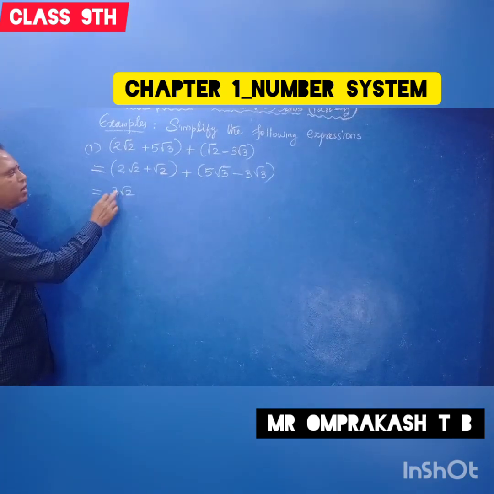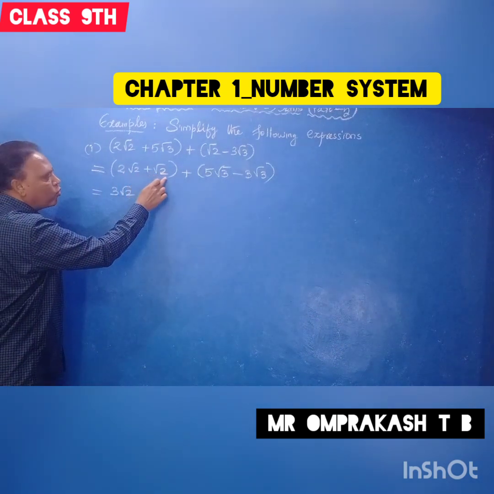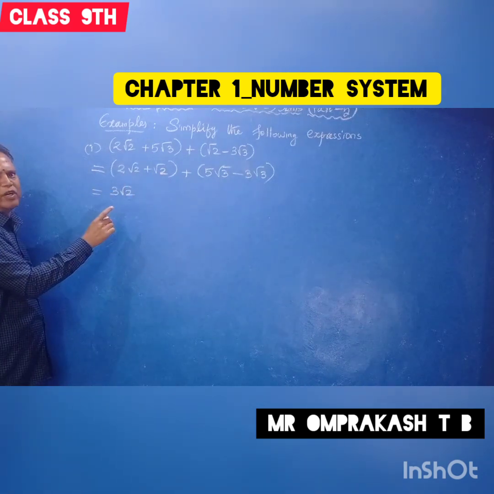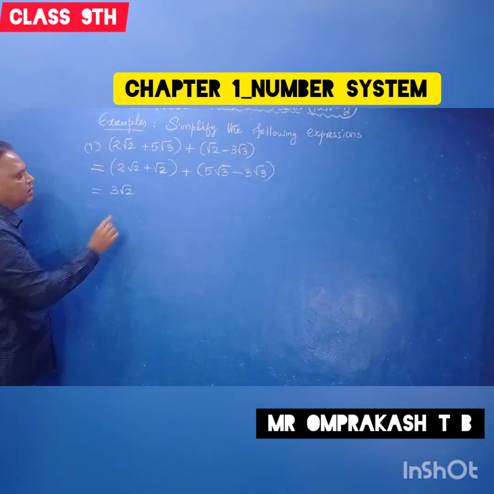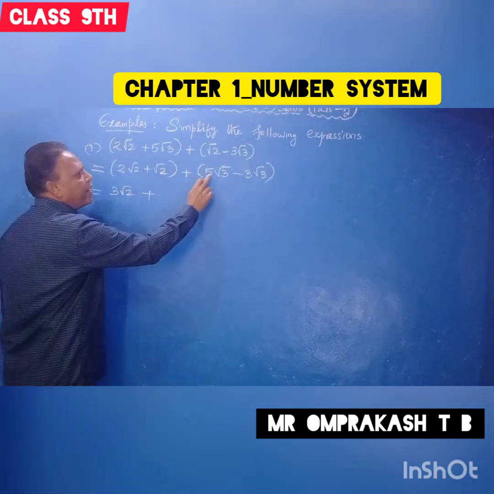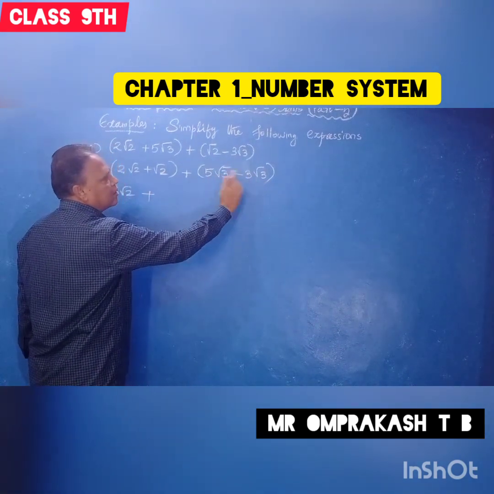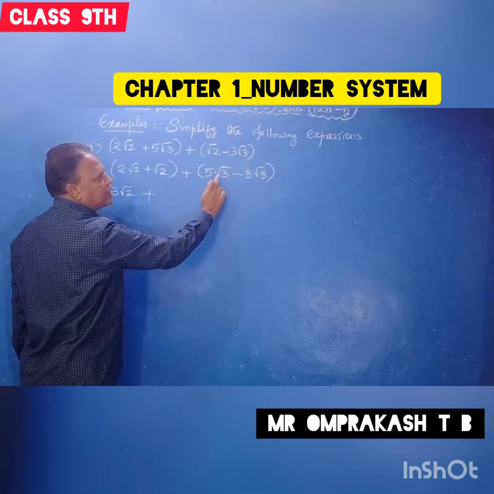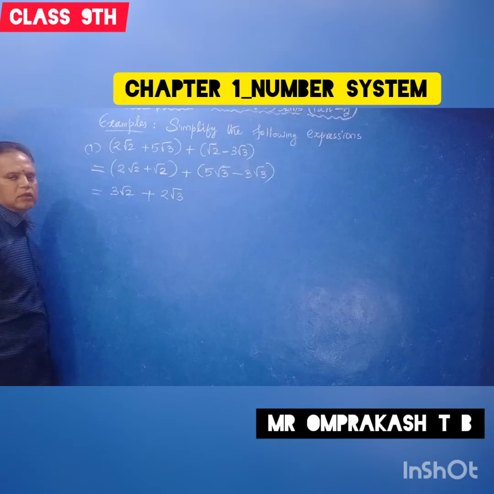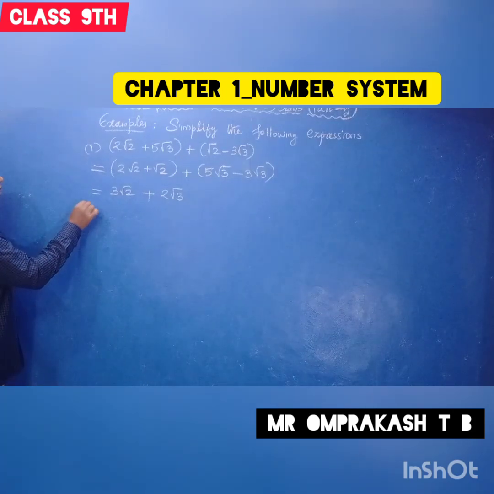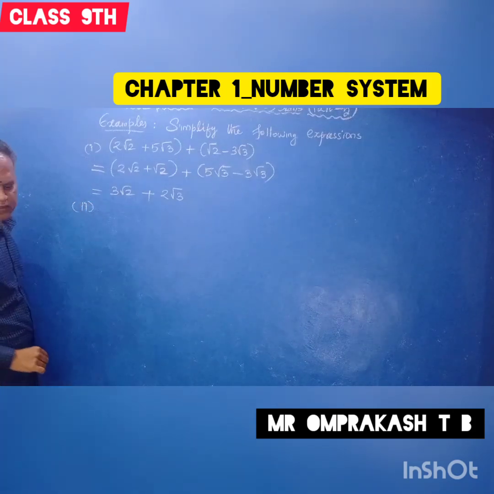So always remember, read properly: 2 root 2 plus 1 root 2 means 3 root 2. Okay. 5 root 3 minus 3 root 3. Root 3 keep common. Clear? So 5 minus 3, 2. 2 root 3. That's all. Clear? Second problem also we will see.